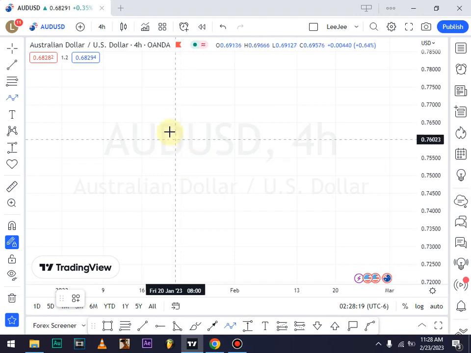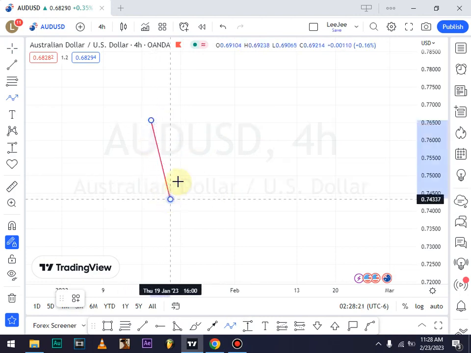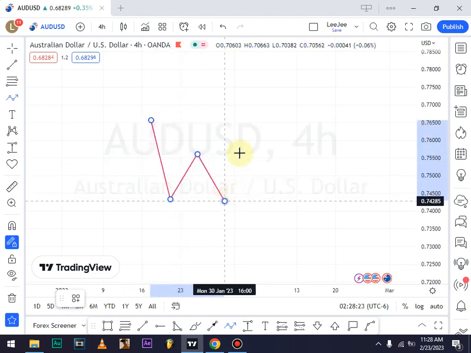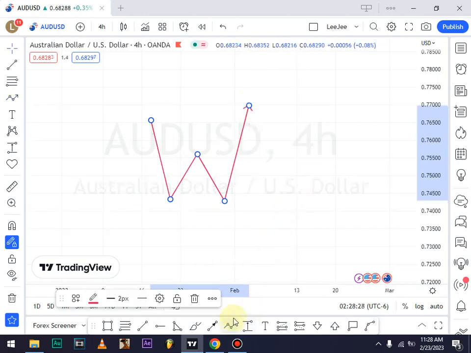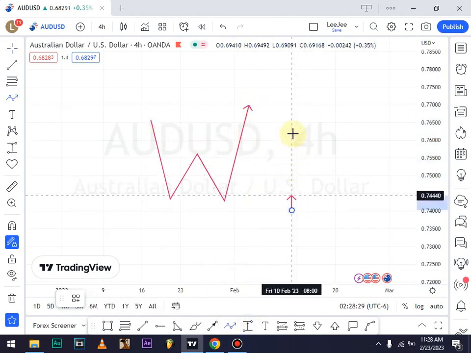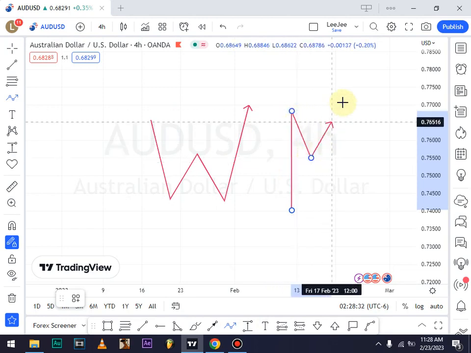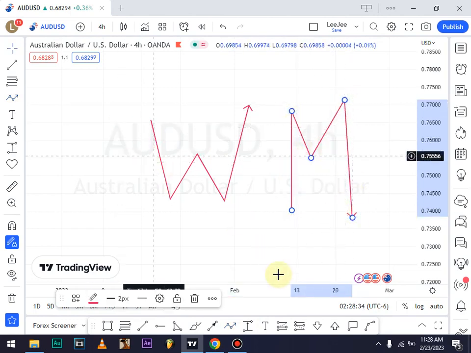All right, so in other words, this is what I'm talking about. We have a double bottom, which is just a W like this. That's called a double bottom. Then the double top is just the opposite of this, which is a mirror, an M shape, just like that.